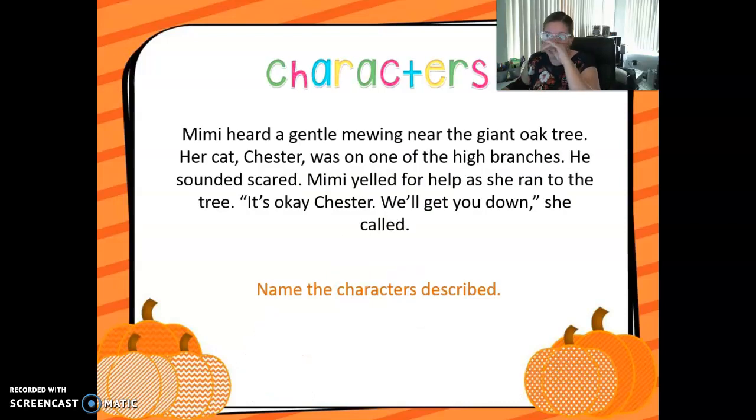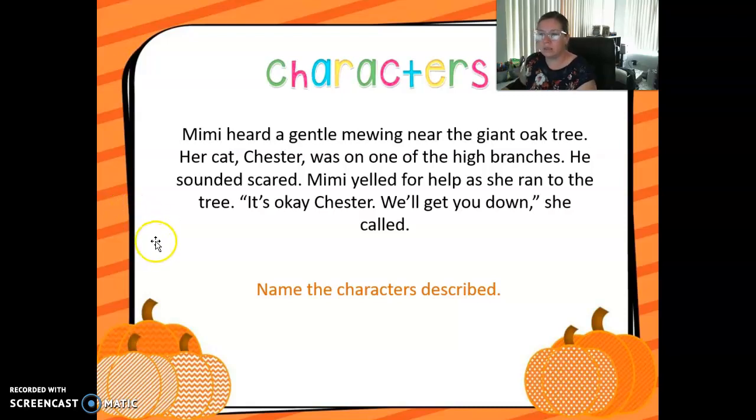So, let's take a look at this short passage. Mimi heard a gentle mewing near the giant oak tree. Her cat Chester was on one of the high branches. He sounded scared. Mimi yelled for help as she ran to the tree. "It's okay, Chester. We'll get you down," she called.